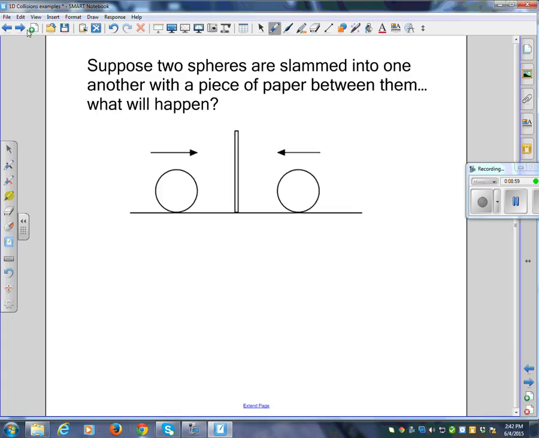Suppose I took two really smooth stainless steel spheres, big balls, slammed them together with a piece of paper in between. What do you think will happen, John? It's gonna light on fire. You think so? We should test it.